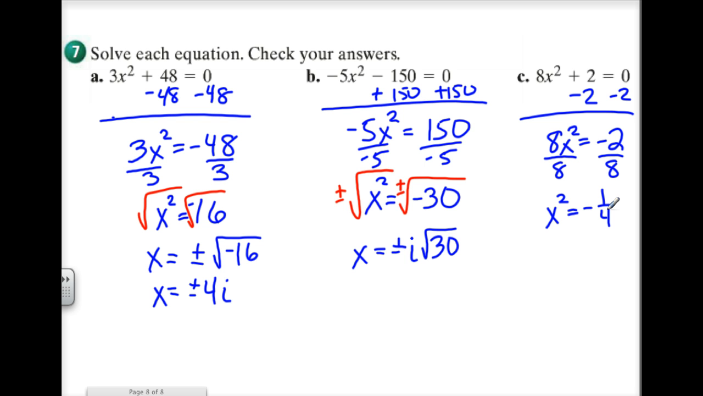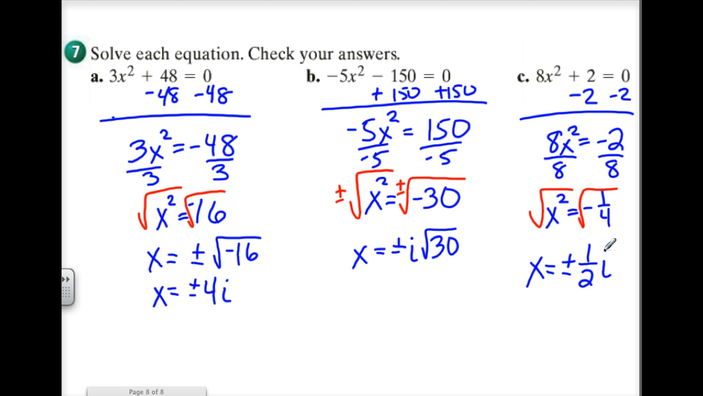Noticing that 1 and 4 are perfect squares, that's going to be very nice in order to take the square root of that. So again, I'm going to take the square root of that, and I do have to put in that plus or minus. So x is going to equal plus or minus. The negative comes out as an i, and for the square root of 1/4, I can take the square root of 1 and the square root of 4 to give me 1/2 i.